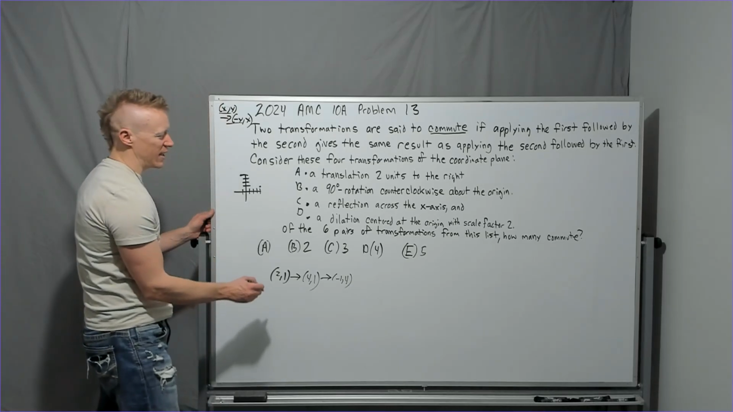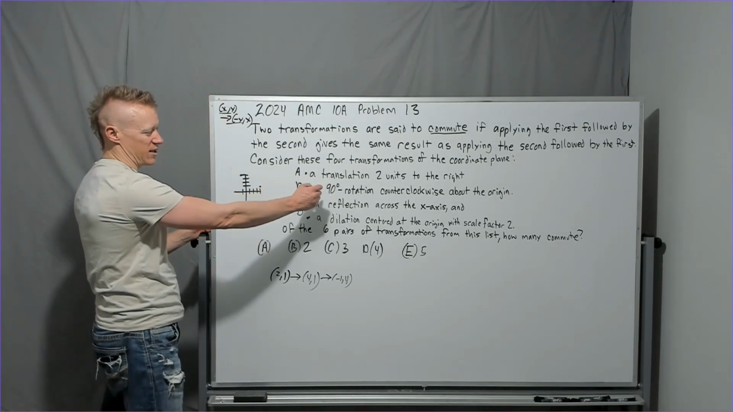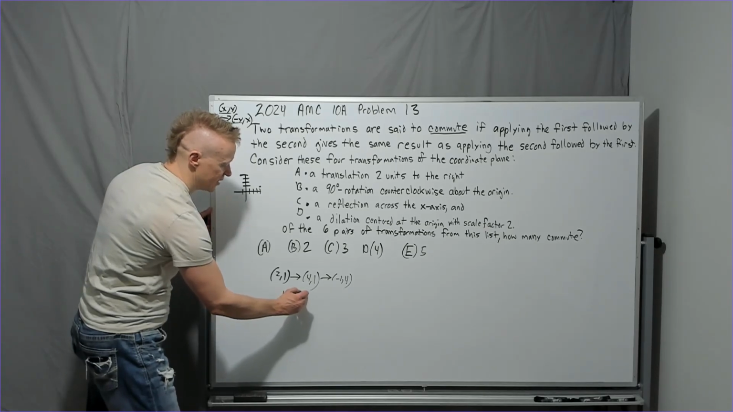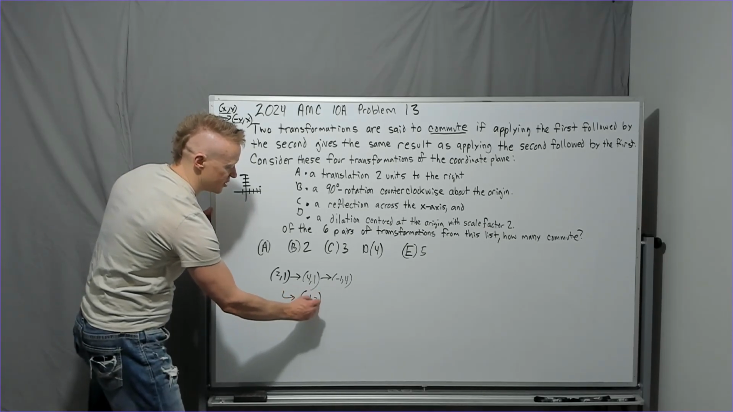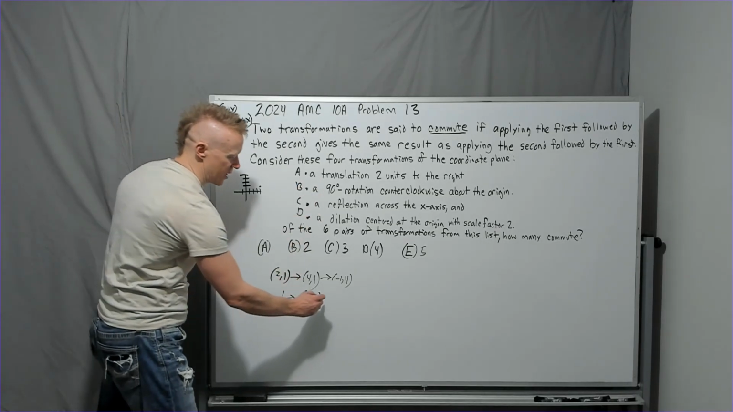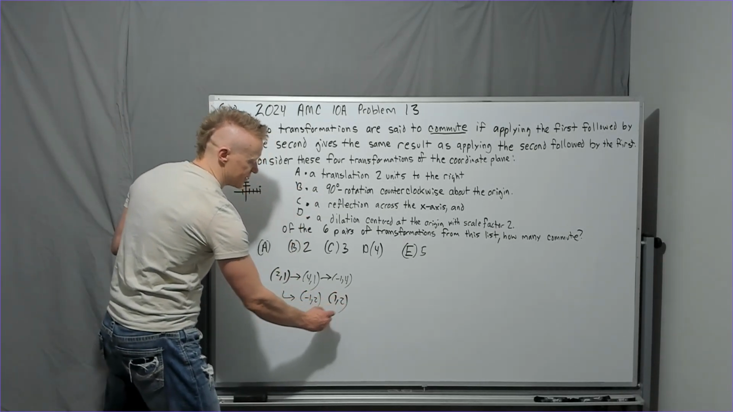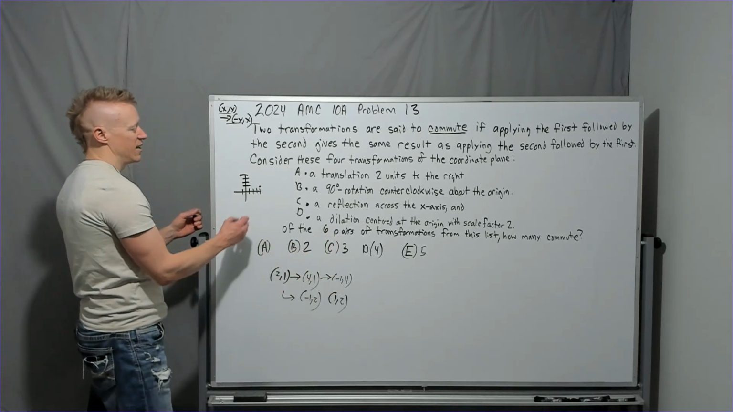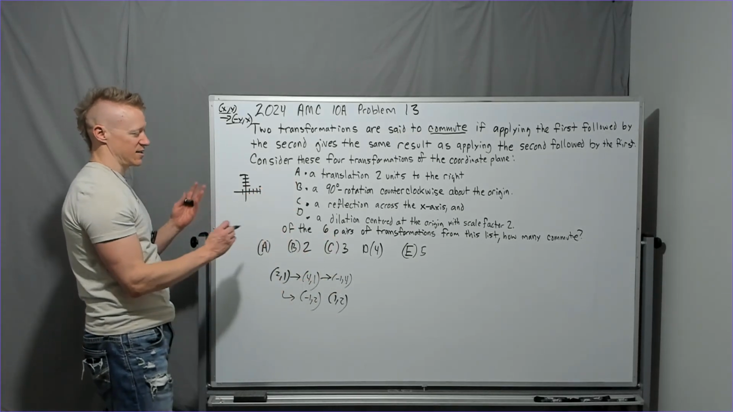Okay, now what if I did the rotation first? (2, 1) would then become (negative 1, 2). And then (negative 1, 2) going 2 to the right would become (1, 2). x is going to gain 2. Those points are not the same. Therefore, AB does not work.